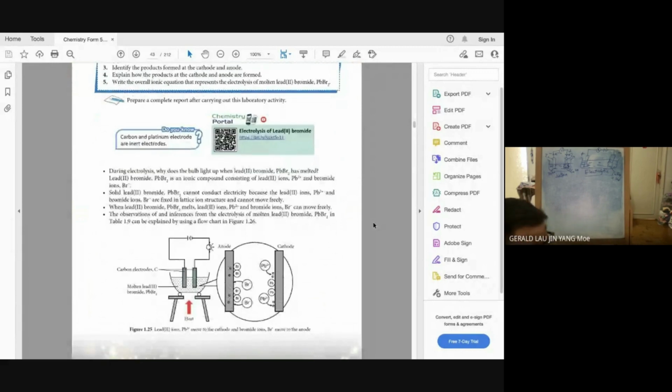Okay, now let's look at the electrolyte. Let's look at a simple electrolytic cell. No, actually, I don't think so. I want to teach electrolyte first.